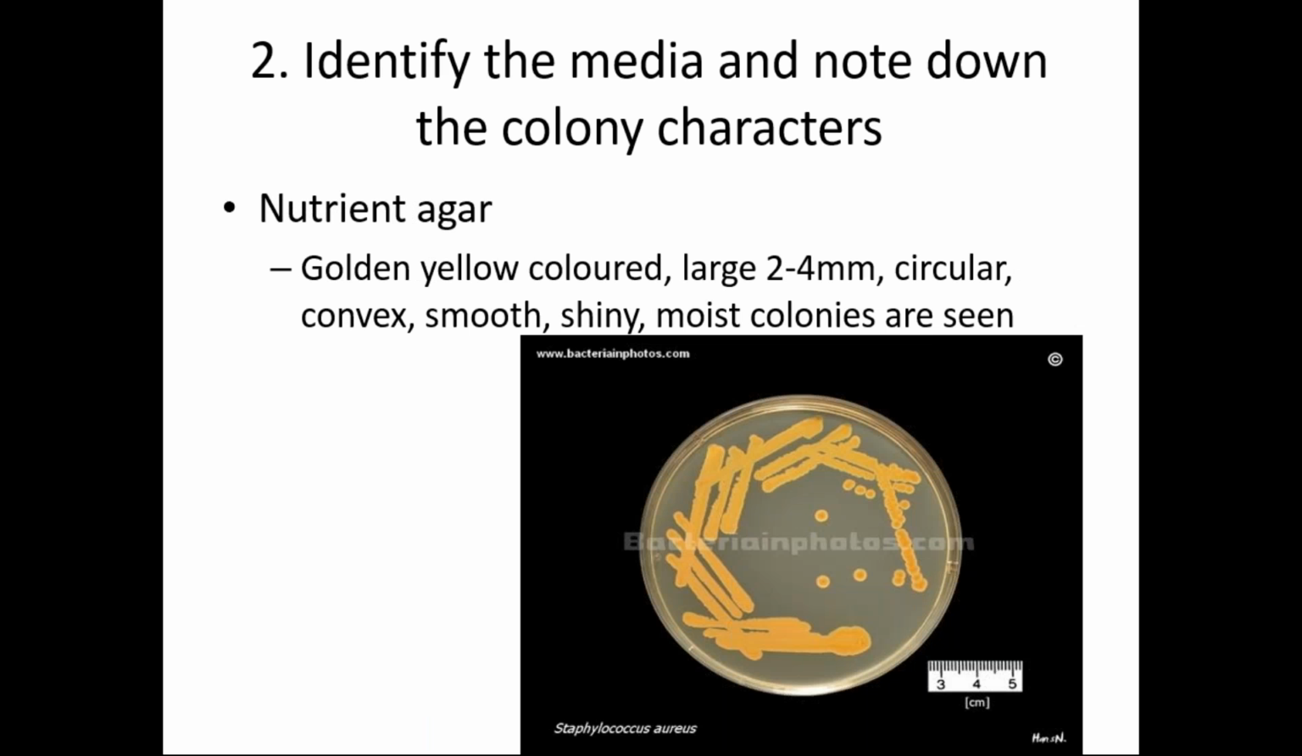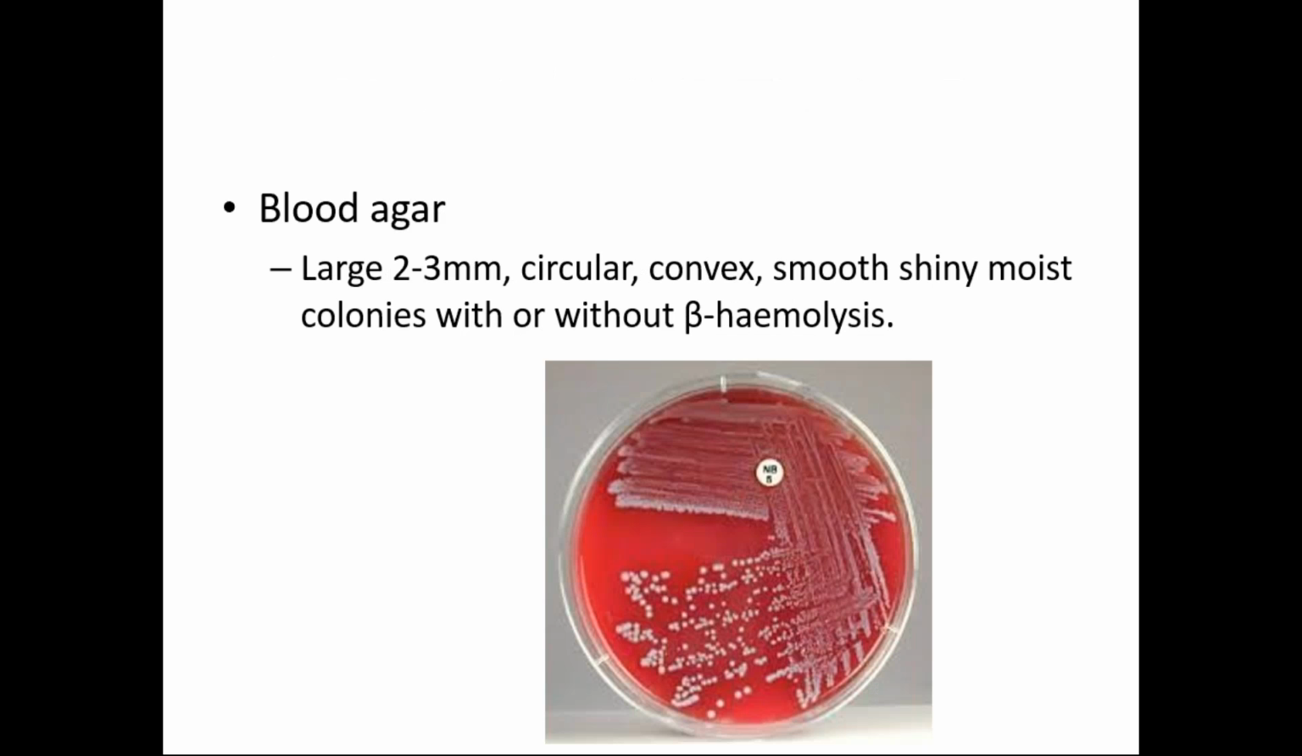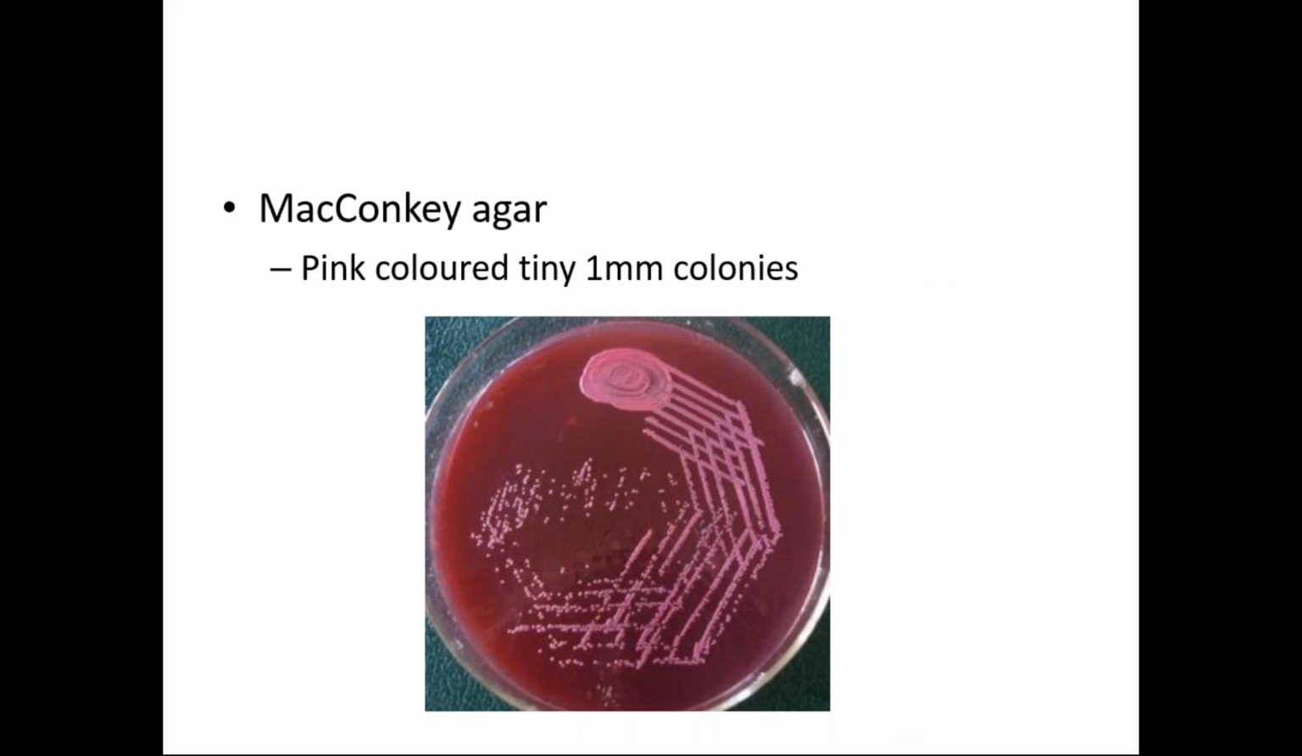Once again, see the colony characteristics. Nutrient agar: what type of colonies? Golden yellow pigmented colonies. Blood agar: moist colonies with or without beta hemolysis. MacConkey agar: tiny pink colored, that is, lactose fermenting colonies.